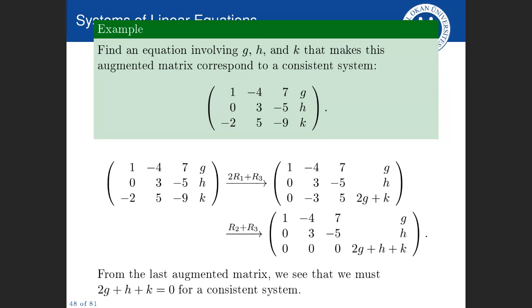This time we need to do two elementary row operations to make the third row 0, 0, 0, 2g plus h plus k. We can see from this that we need to have 2g plus h plus k equal to 0 for a consistent system.